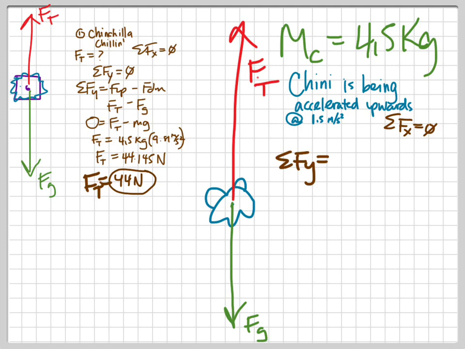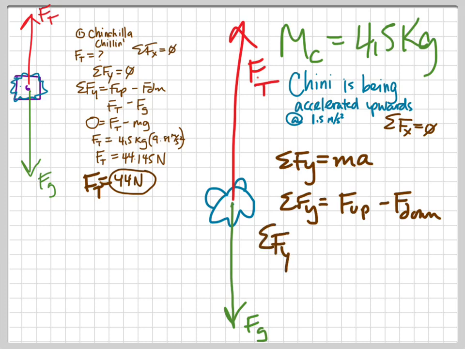Every single time that we've gone through and said, is this thing accelerating upwards or downwards? No, then the sum of forces on that axis is 0. Well, we can't say no anymore. So the sum of forces on the y is equal to the mass of the chinchilla times the chinchilla's upward acceleration. And the sum of forces on the y is also still all the forces up minus all the forces down. That part didn't change.